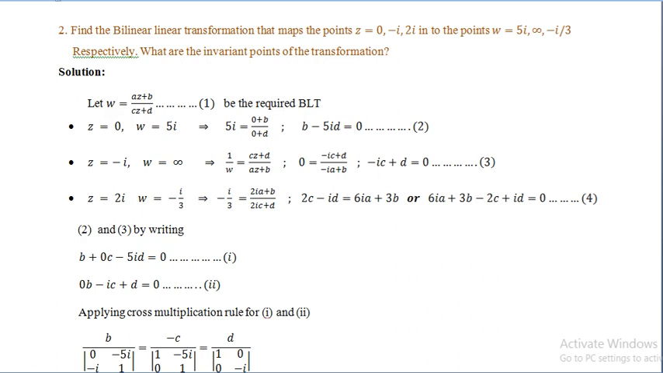Say equation number 2. Next, substitute z equal to minus i, w equal to infinity. Here w contains infinity, so before substituting the z and w values, first we rewrite equation number 1. When w equal to infinity, write this w as 1 divided by w, and the right hand side term becomes reversed here. So (cz plus d) divided by (az plus b).